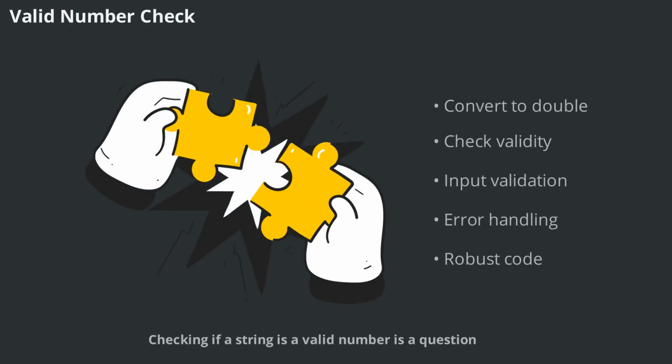Checking if a string is a valid number is a question that tests your ability to use type conversion and handle exceptions. By attempting to convert the string to double, you can determine if it's valid. For example, 123.45 is valid. This problem demonstrates your skill in input validation and error handling. Interviewers look for efficient solutions and your ability to write robust code. Practicing this prepares you for more advanced input processing.